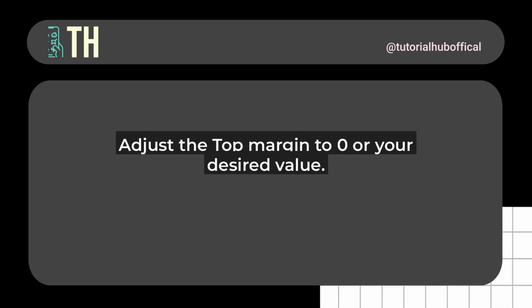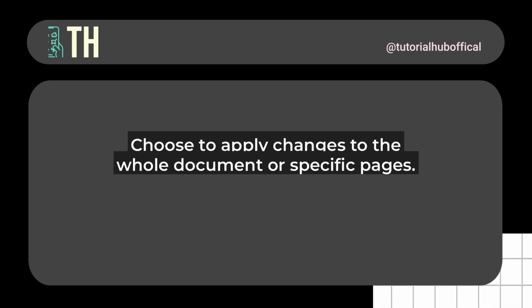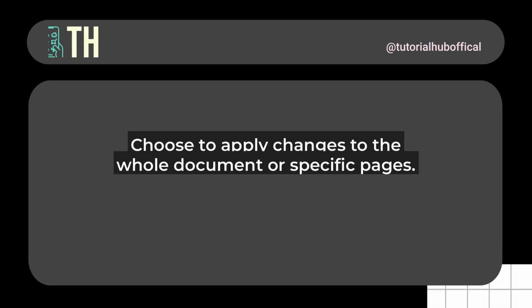After you've adjusted the top margin, you can choose whether to apply these changes to the whole document or just specific pages using the Apply to drop-down. Once you're happy with your settings, hit the OK button. Voila! Your top margin should now be gone. Go ahead and scroll through your document to double-check.